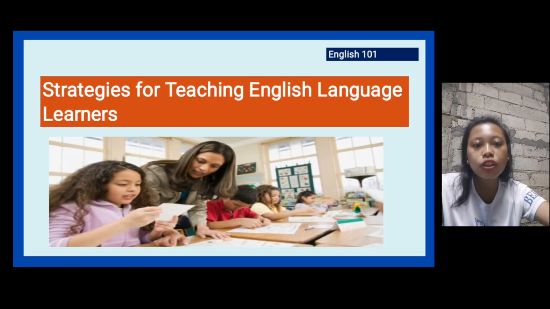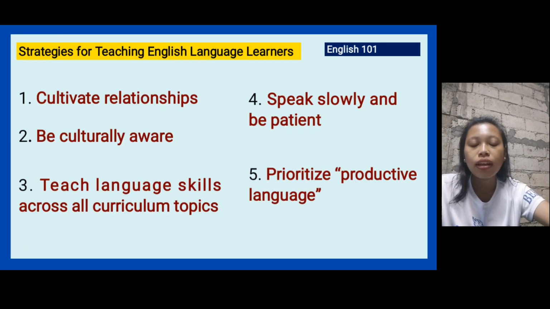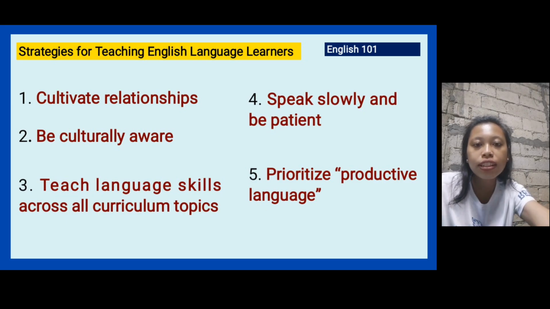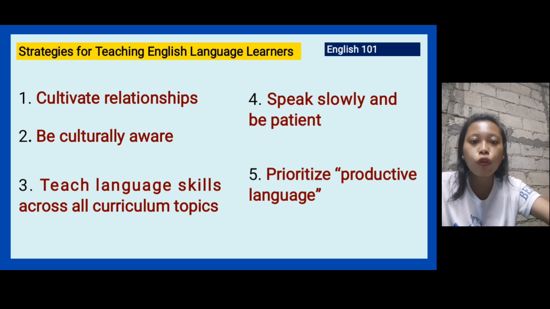Now let's proceed to the strategies for teaching English language learners. Number 1, cultivate relationships. Building strong relationships with students helps teachers understand their backgrounds, interests, and learning styles. When students feel cared for and respected, they become more confident and motivated to learn. That's why we have this number 1, cultivate relationships.